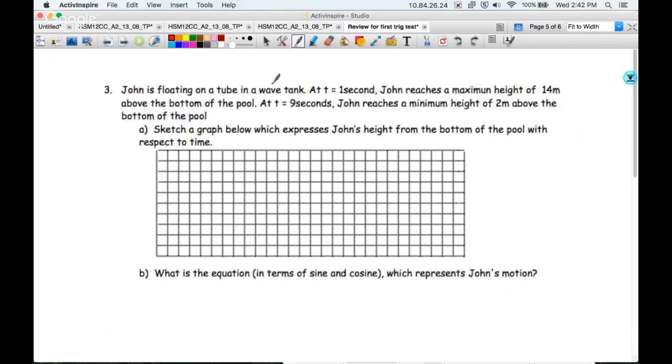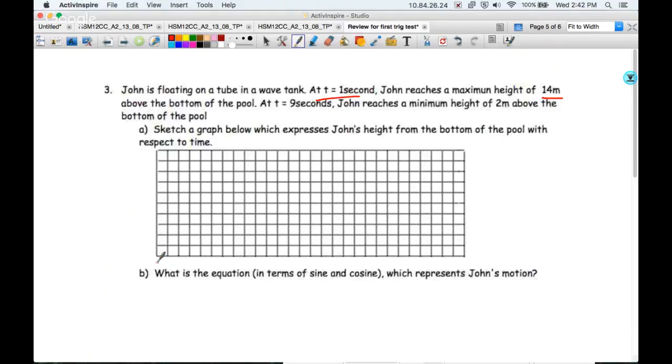John is floating in a tube in a wave tank. At t equals 1 second, John reaches a maximum height of 14 meters above the bottom of the pool. At t equals 9 seconds, John reaches a minimum height of 2 meters above the pool. Sketch a graph below to express John's height from the bottom of the pool with respect to time.